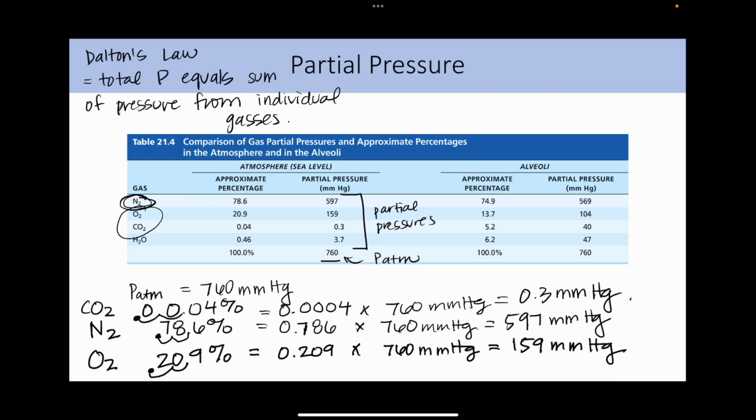But those still have a component to the pressure? Yeah, so they're still in the air that we breathe. It's just that when we breathe in that air, that's not what we're using. We're not using the water. We're not using the nitrogen. We're only using the oxygen and CO2. Does that make sense? Okay. That's why we focus on those two.